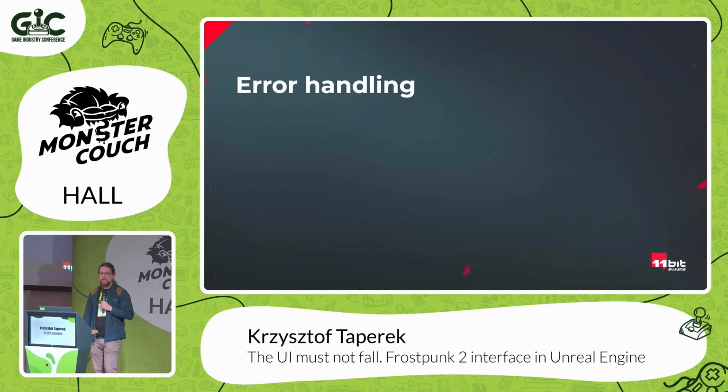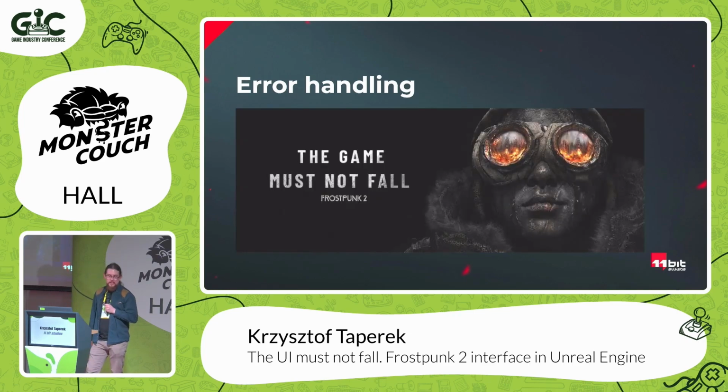Okay, so the next rules, how we approach error handling. The title of this presentation is "The UI must not fall," but the real rule here is the game must not fall, because we can't crash the game because of the UI. UI is not needed to run the game, and we can never crash the game because of some display problem.